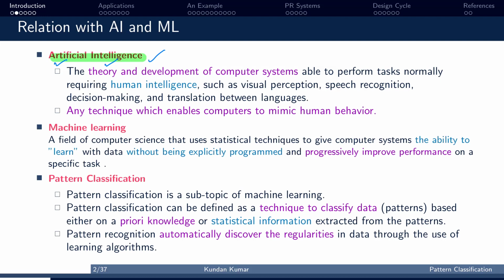So here, to give intelligence to the machine, it has to be trained and able to learn on its own from the given data without being explicitly programmed. It is very important to notice that the machine can learn on its own from the given data without being explicitly programmed. That means it should not be programmed; automatically it should learn from the data, and this is called machine learning. This is the field of computer science that uses statistical techniques to give computer systems the ability to learn without being explicitly programmed, and the most important part is that it should progressively improve performance on a specific task.